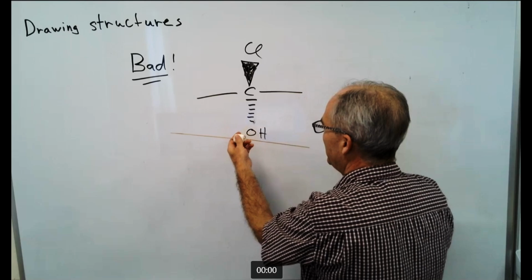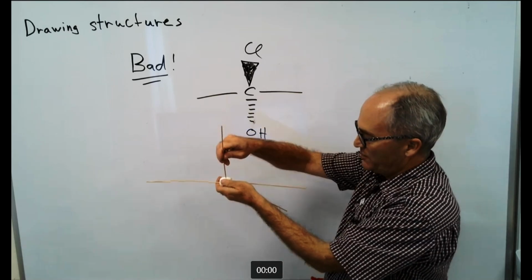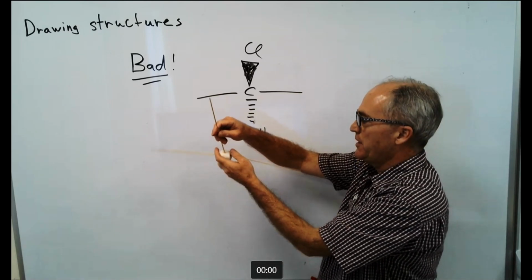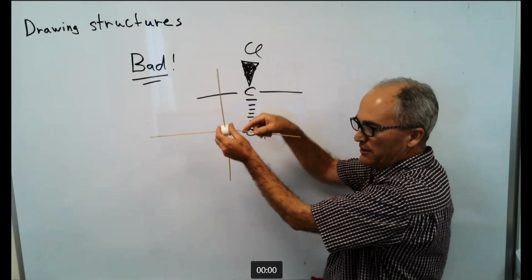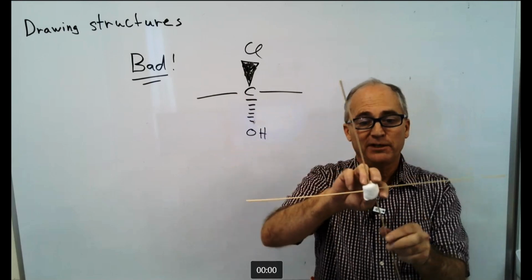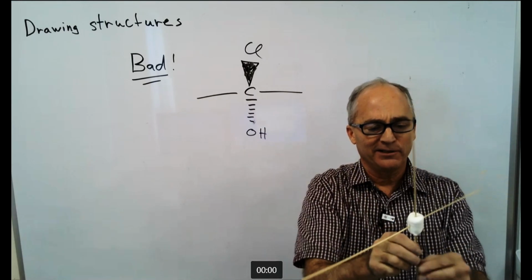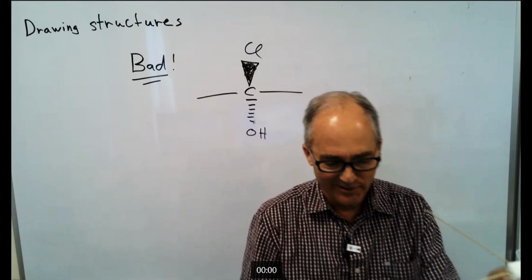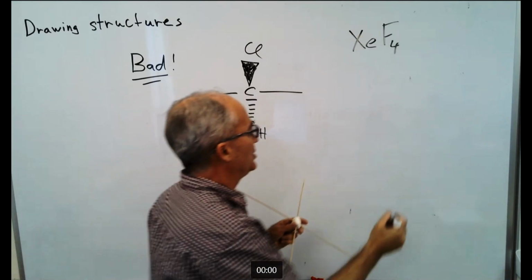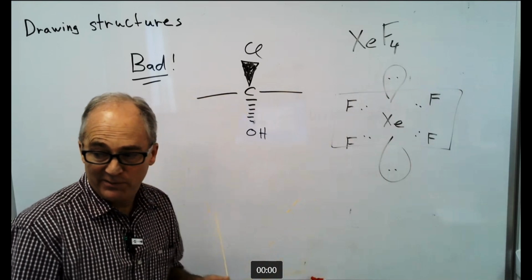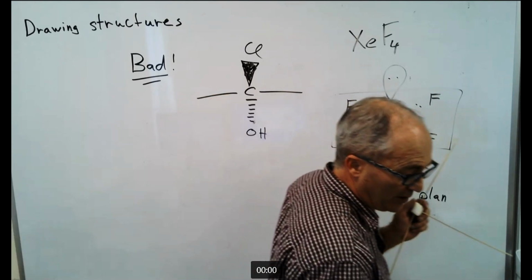All right, then you're telling me that the wedge is coming out of the board like that, and the dash line is going behind the board like that. Look what I made, flat planar. 90-degree bond angle here, 180-degree here. This reminds me of xenon tetrafluoride. It has, and we would call this, square planar.